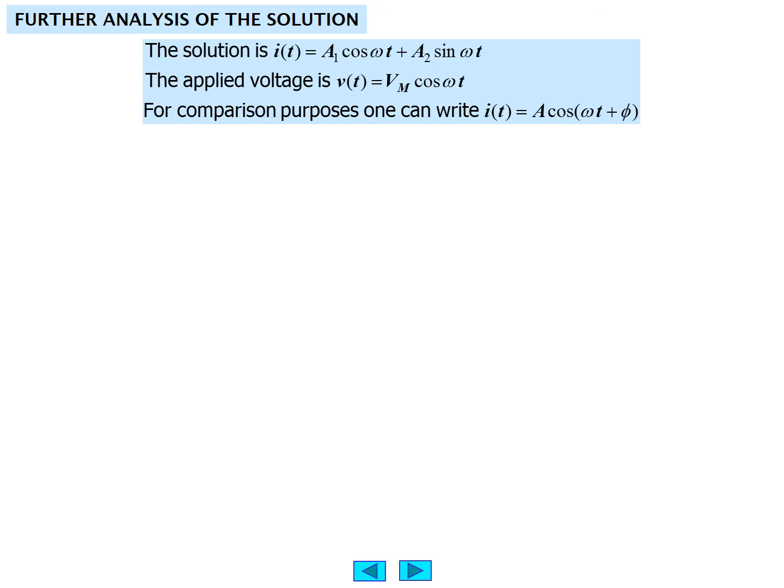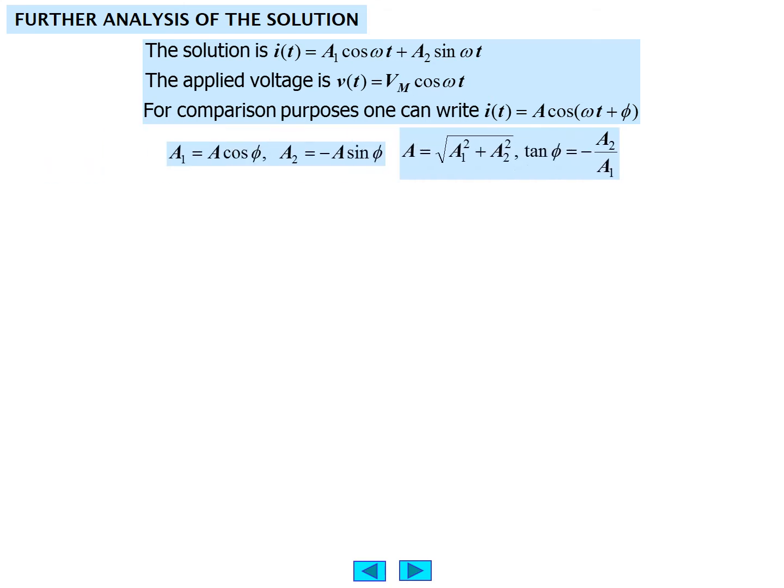So the solution is A1 cosine omega t plus A2 sine omega t. The applied voltage is V sub m cosine omega t. For comparison, we can write I of t is equal to A cosine omega t plus phi. In this case, A1 is equal to A cosine phi, and A2 is equal to minus A sine phi. Therefore, we can also combine them as A is equal to the square root of A1 squared plus A2 squared. And tan phi, the tangent of the angle phi, is minus A2 over A1.